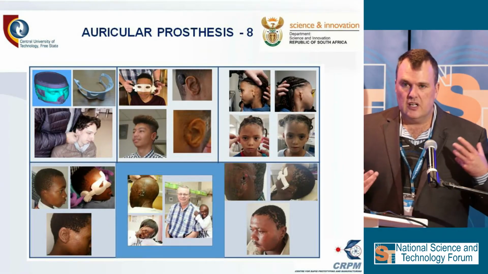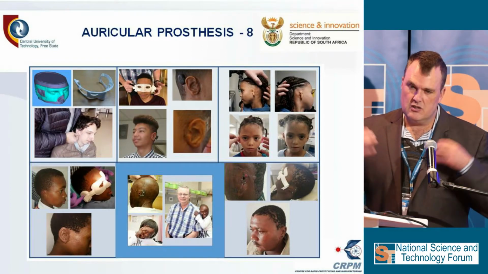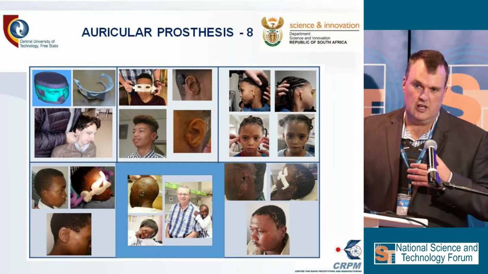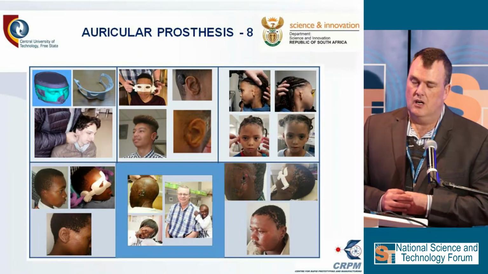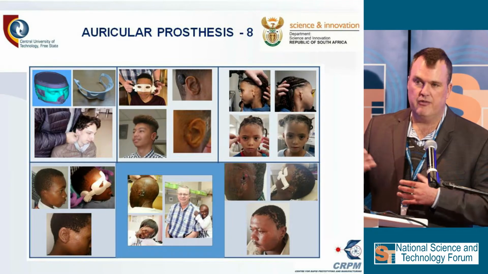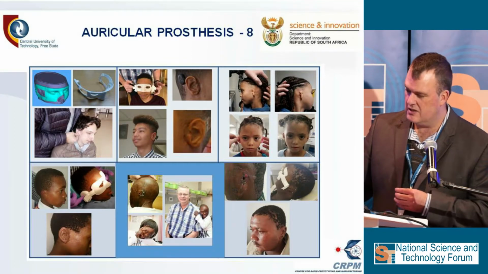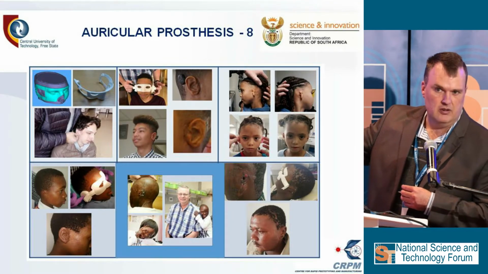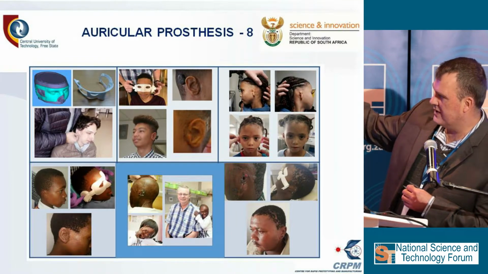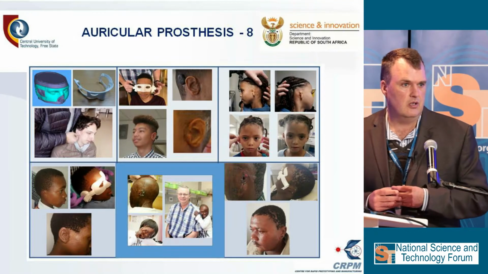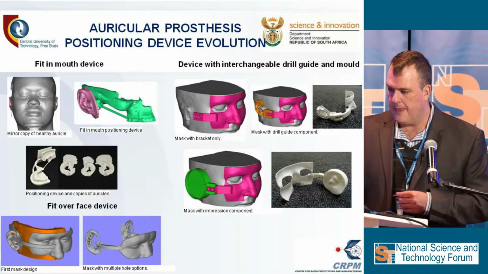And we're also doing auricular prosthesis where we combine digital design with an actual drill guide and cutting guide, where we can manufacture the silicone prosthesis, and again many children. You will see, on your top right side is a 6-year-old that we actually helped the other day.